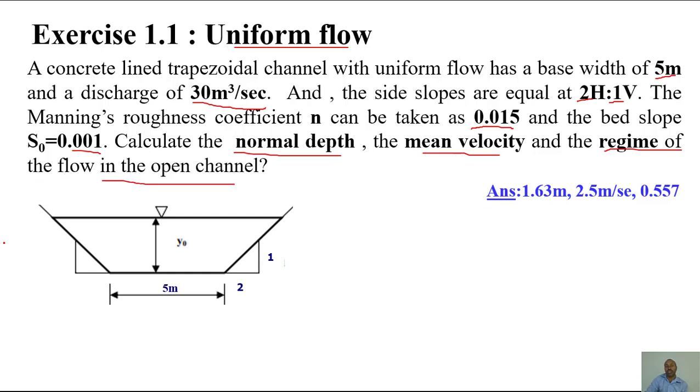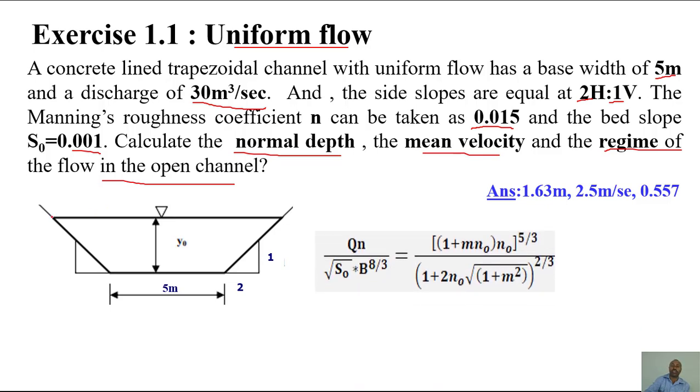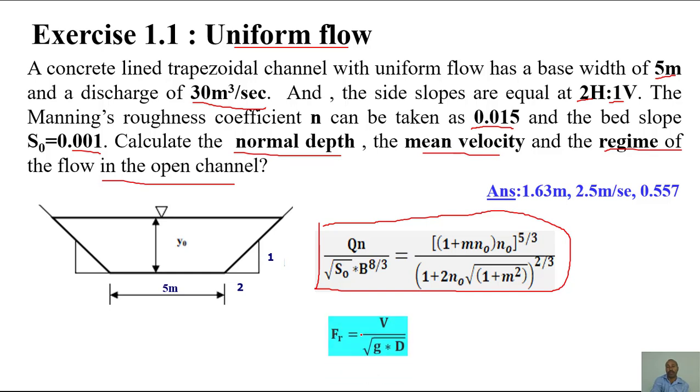So this is the cross-sectional shape. The same approach we will follow. Since this is a trapezoidal channel, we will use this expression for computation of n naught. Once you find n naught, then you can find the normal depth. You may use the table or the iteration approach.